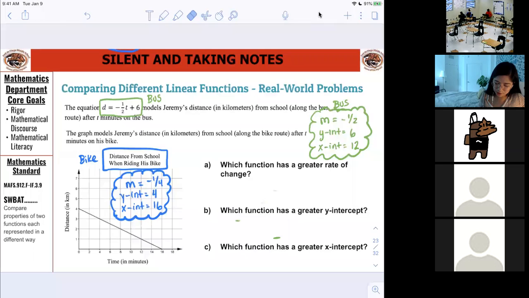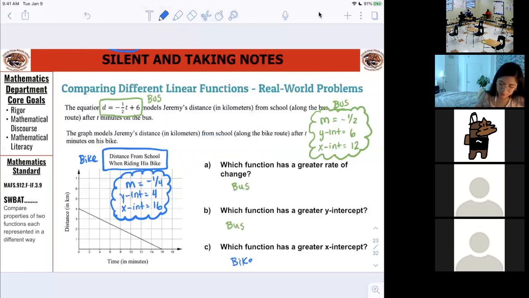Which function has the greater rate of change, the bike or the bus? The bus. The bus is -1/2, the bike is -1/4, so the bus is a little bit bigger. Which function has the greater y-intercept? The bus. Which function has the greater x-intercept? The bike. Good.